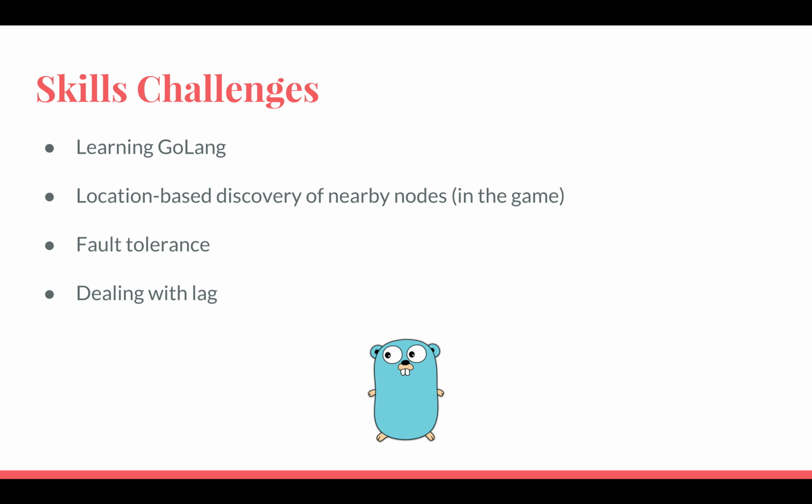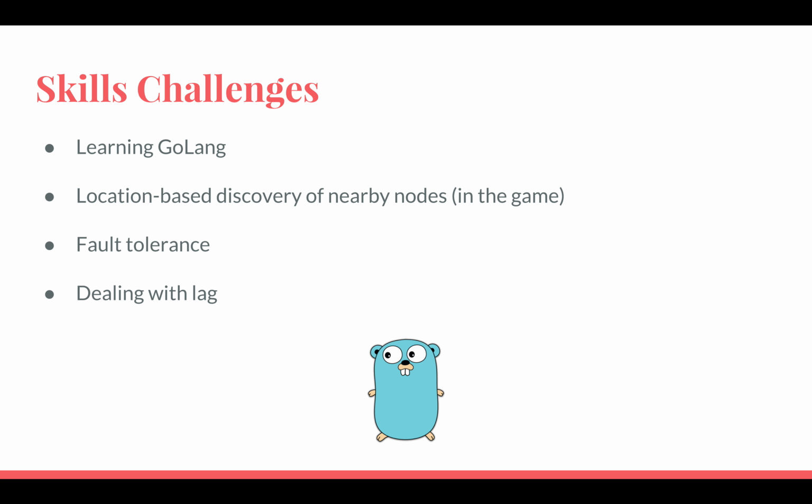All right, so let's talk a little bit about the skills challenges. I think one of the major challenges we're going to have is learning Golang, which is a new language for us. None of us have ever used it before, so that should be pretty exciting. The other thing, I think one of the hugest challenges we're going to have is how are we going to discover all of the neighbors in a particular screen. So location-based discovery of nearby nodes in the game is going to be really difficult because we don't want to broadcast information to all of the nodes in the entire game, but just to the nodes which are nearby to our user.